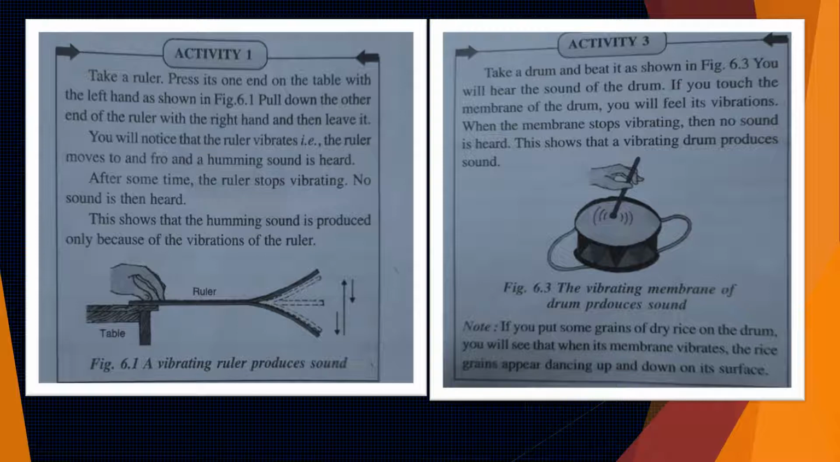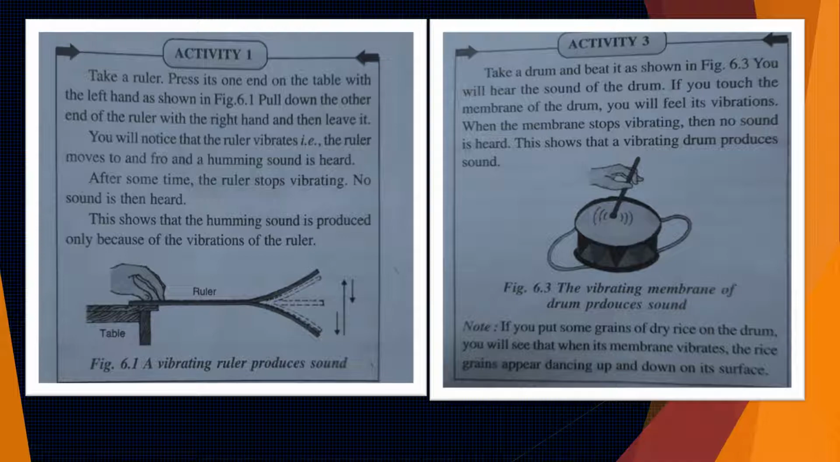Activity 3. Take a drum and beat it as shown in the figure. You will hear the sound of the drum. Now, if you touch the membrane of the drum, you will feel its vibrations. When the membrane stops vibrating, then the sound will also stop. This shows that a vibrating drum produces sound. Now, if you put some grains of dry rice on the drum, you will see that when its membrane vibrates, the rice grains appear dancing up and down on its surface.